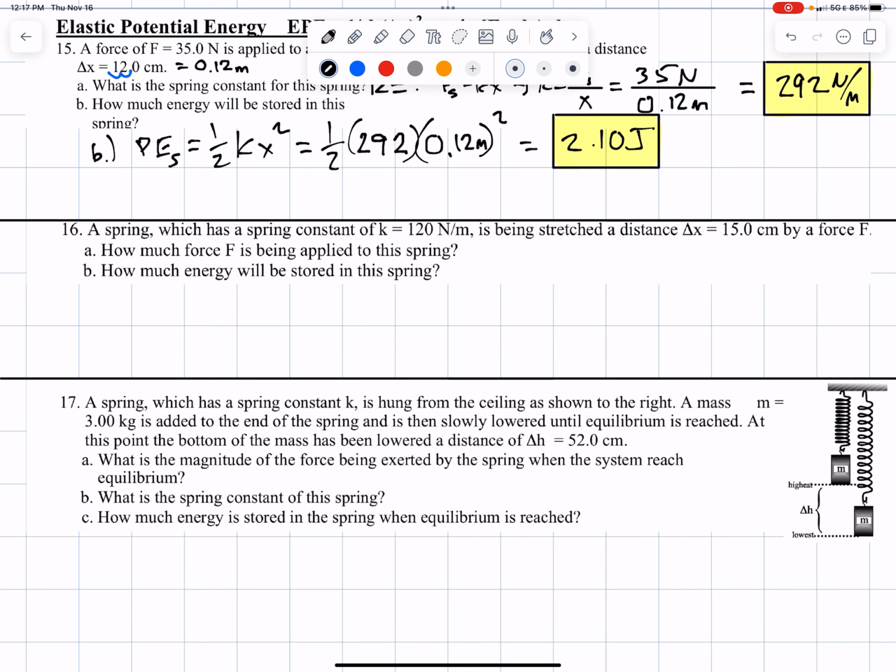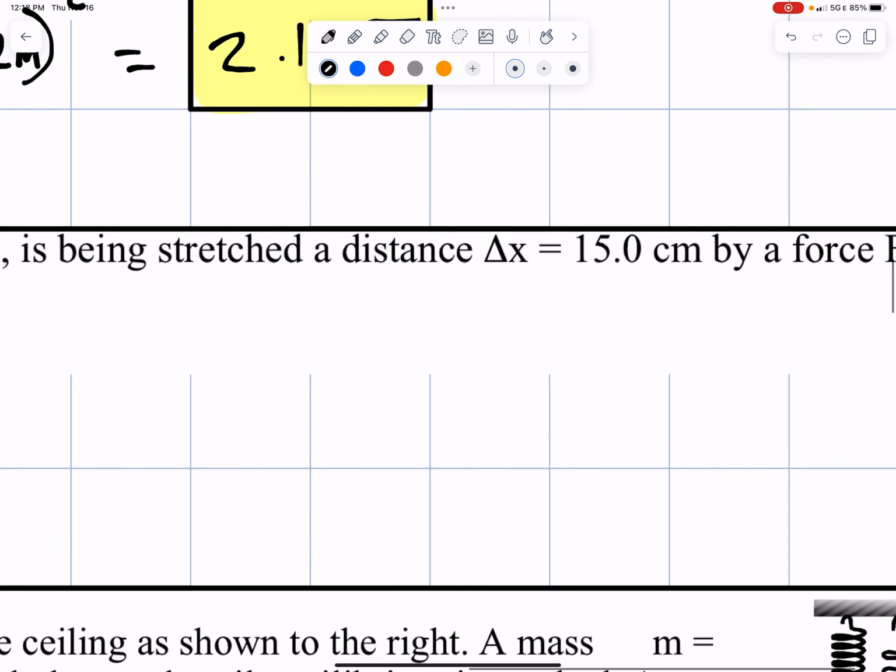Number 16. A spring which has a spring constant of 120 newtons per meter is stretched to distance delta x equals 15 centimeters by a force F. Part A, how much is that force F? B, how much energy is stored in the spring? So again, just like in the previous problem, let's turn that into meters.